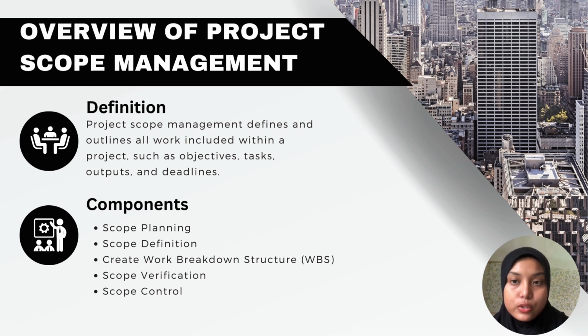If you want to know the meaning of scope planning, scope definition, WBS, scope verification and scope control, scope planning is deciding how to define, validate, and control the project scope. Scope definition is creating a detailed project scope statement. Creating the WBS, which is work breakdown structure, is breaking down the total project work into smaller and manageable components. Scope verification is formal acceptance of completed deliverables. And scope control is monitoring and managing changes to the project scope.